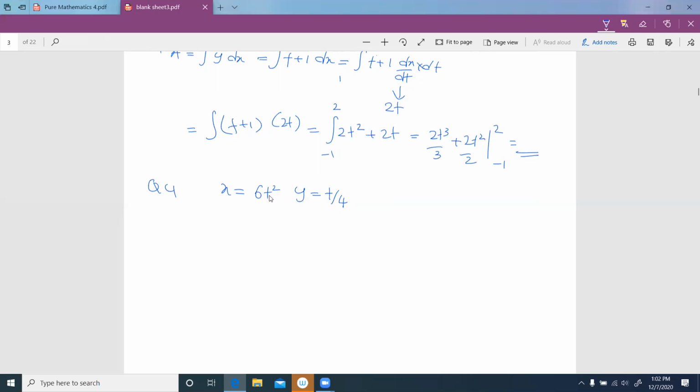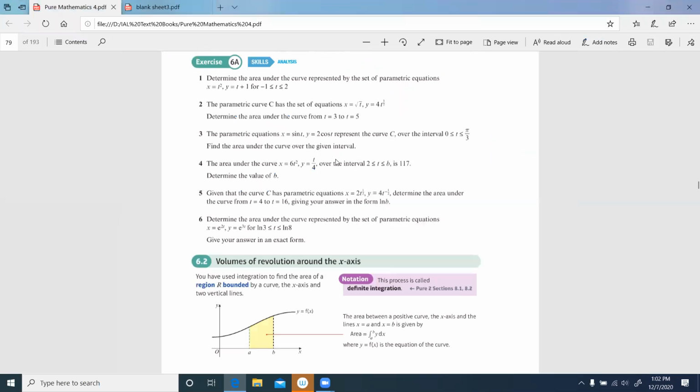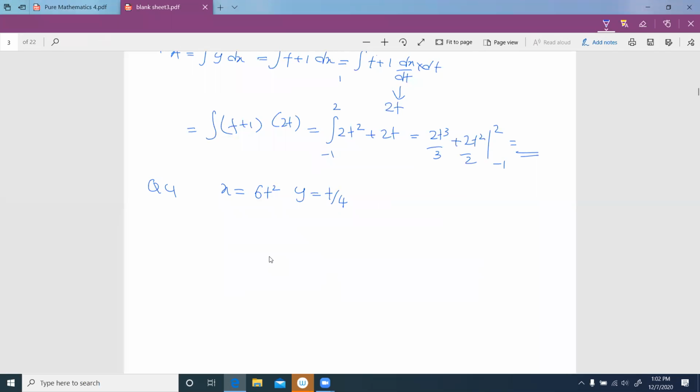Right. Then they have given, if you need to find the area from 2 to b it is 117. If you integrate y dx from t equals 2 to b, the answer is 117. So anyway, initially we have to convert this into that format. After that only you can put the boundaries. Right. Here y is t over 4.